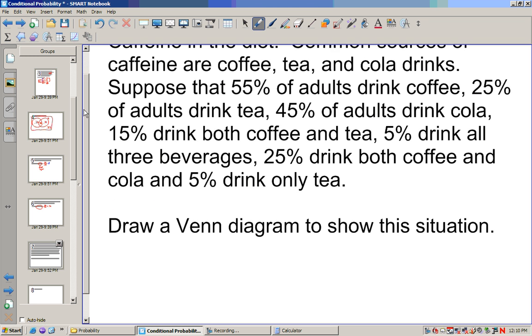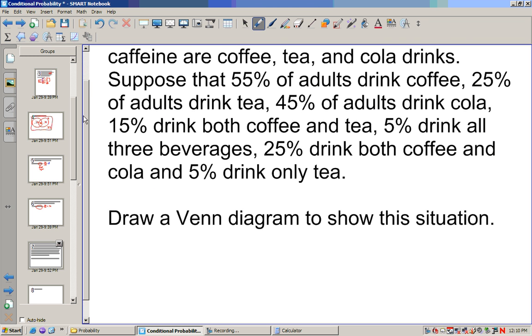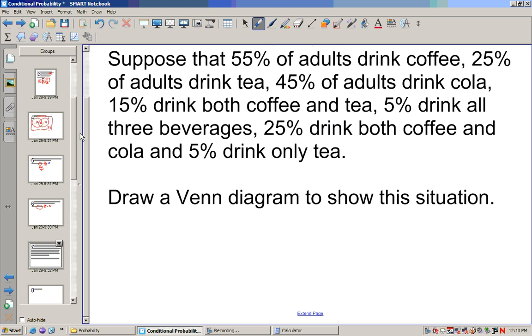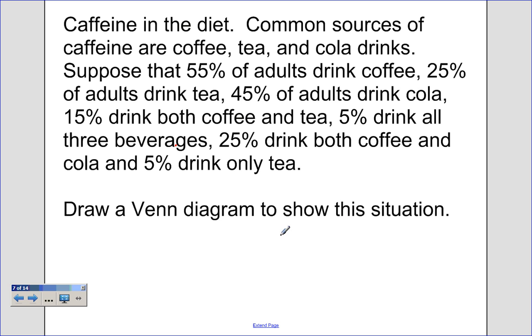Common sources of caffeine are coffee, tea, and cola. Suppose that 55% of adults drink coffee, 25% drink tea, 45% drink cola, 15% drink both coffee and tea, 5% drink all three beverages, and 25% drink both coffee and cola, and 5% drink only tea. Let's draw a Venn diagram to describe the situation.